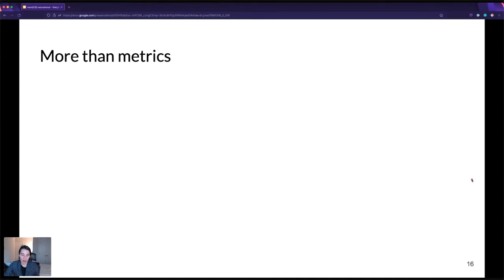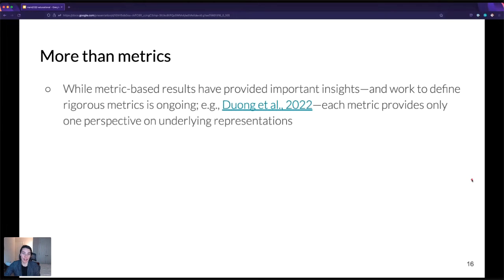So, all right. We have differences between systems, biological and artificial, and we have ways to quantify it with metrics. And I don't want to understate the role that metrics have played in NeuroAI. They have provided hugely important insights into how systems are organized. And there's a lot of really active, compelling work ongoing to define more rigorous metrics that meet mathematical definitions and still work well with neuroscience and artificial network data. But at the end of the day, each metric is still only going to provide one perspective on the underlying representations that are learned in each of these systems, right?